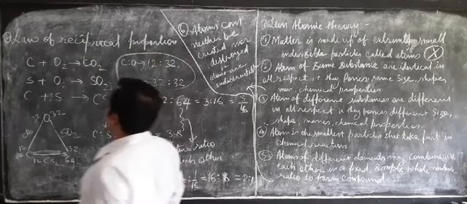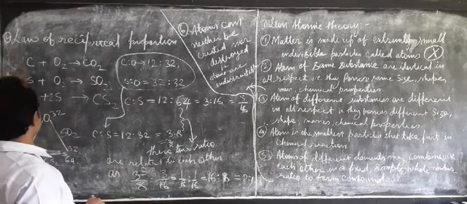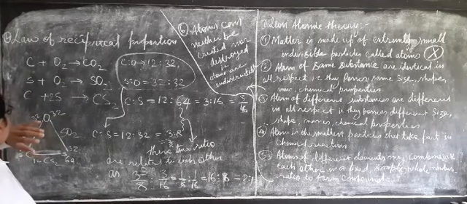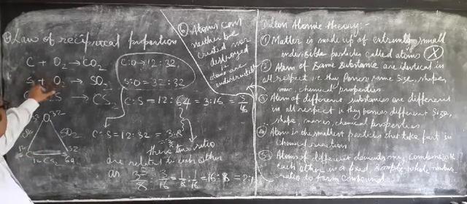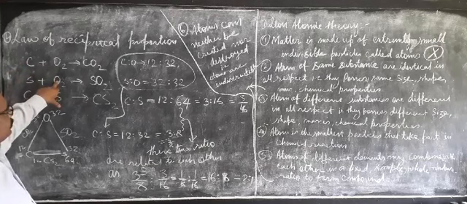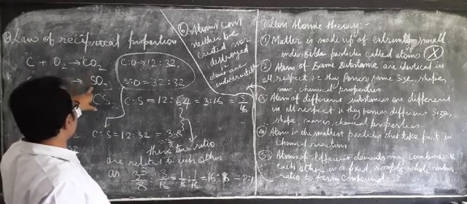Now we see that take three elements: carbon, sulfur and oxygen. Carbon reacts with oxygen, and sulfur reacts with oxygen. So here you can see that carbon and sulfur react with the same element, that is oxygen. You can observe that it forms carbon dioxide and sulfur dioxide.